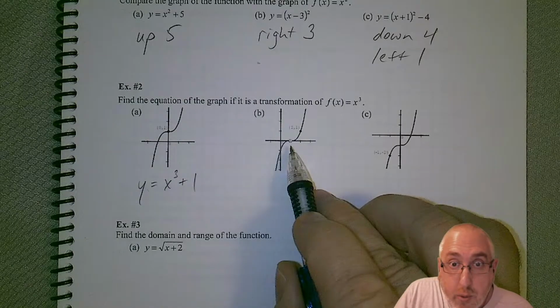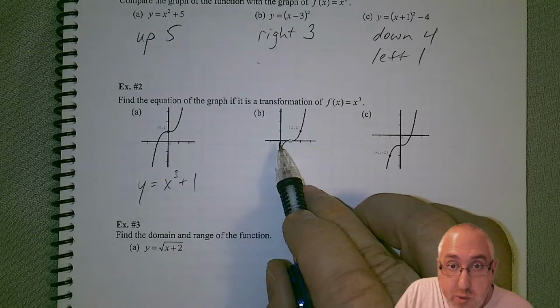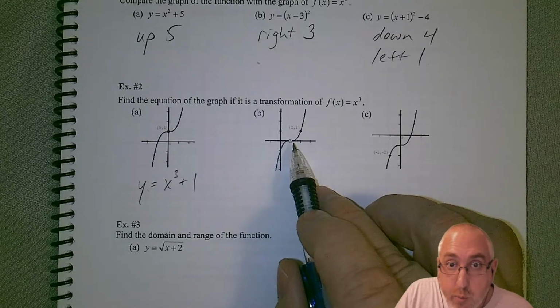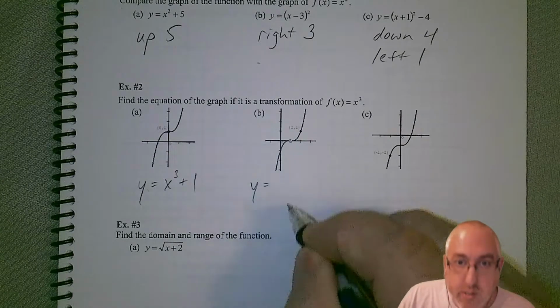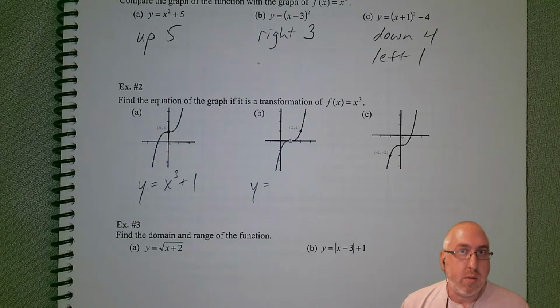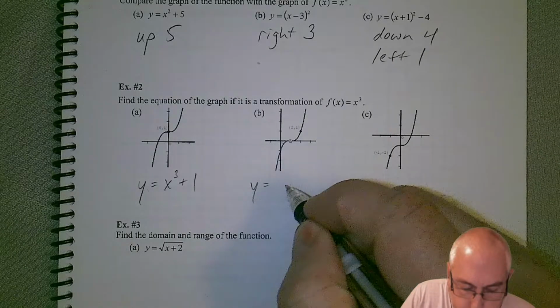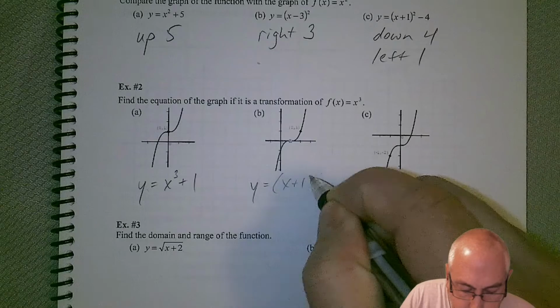So what's happened to it? It normally passes through the origin, and now it's shifted to the right 1 unit. So what should be our function? Y equals x plus 1 cubed.